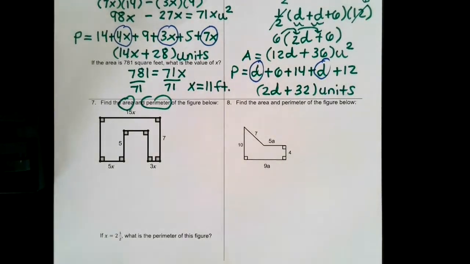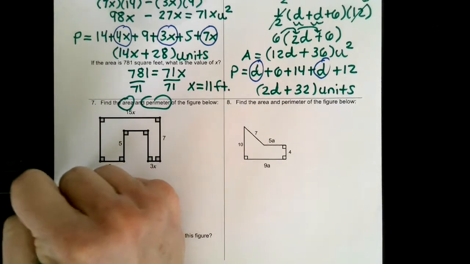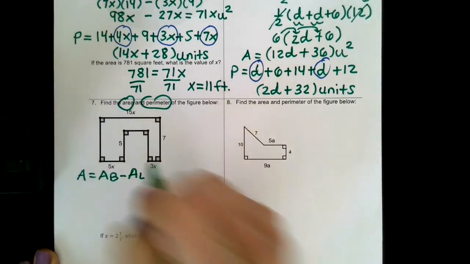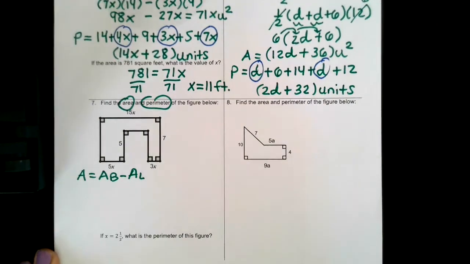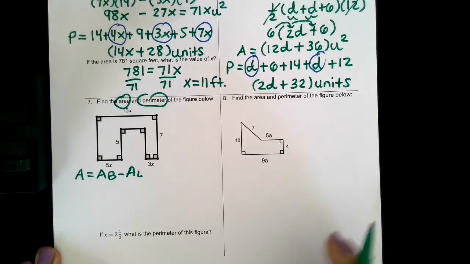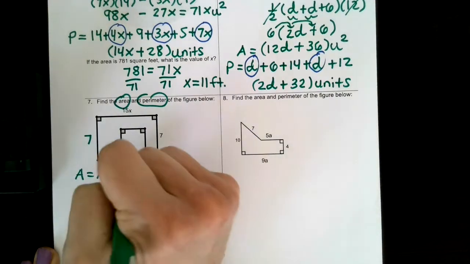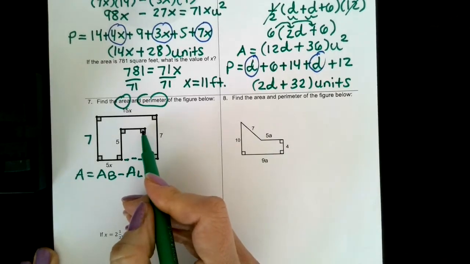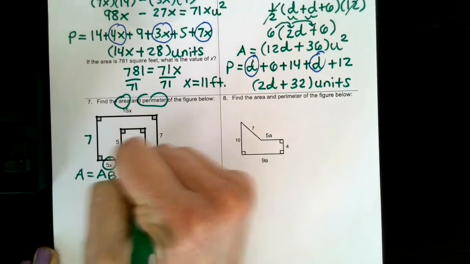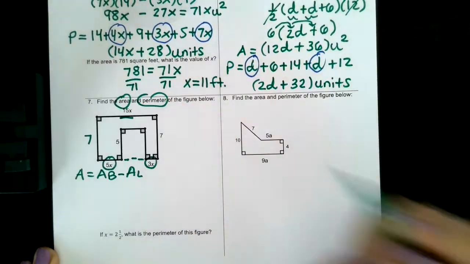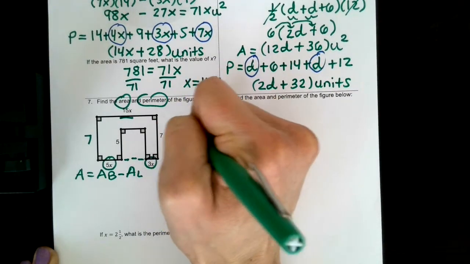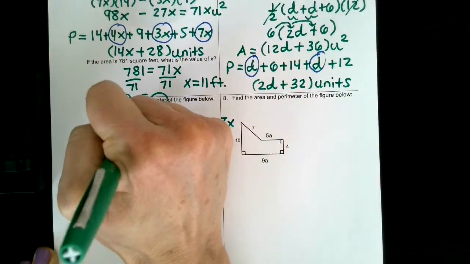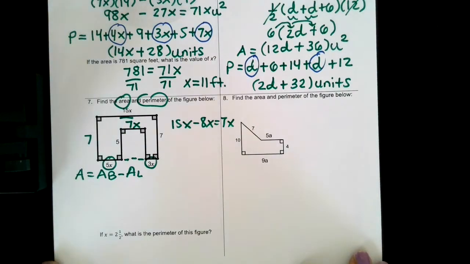So for area, I'm going to use the formula for method 1, which is the area of the big minus the area of the little. So I'm going to look to see if I need any missing measurements for this. This is 7. I do have an unknown right here, but I have a 5x here and a 3x here and a total of 15x. So 15x minus 8x is 7x. So that would be the unknown length right there.